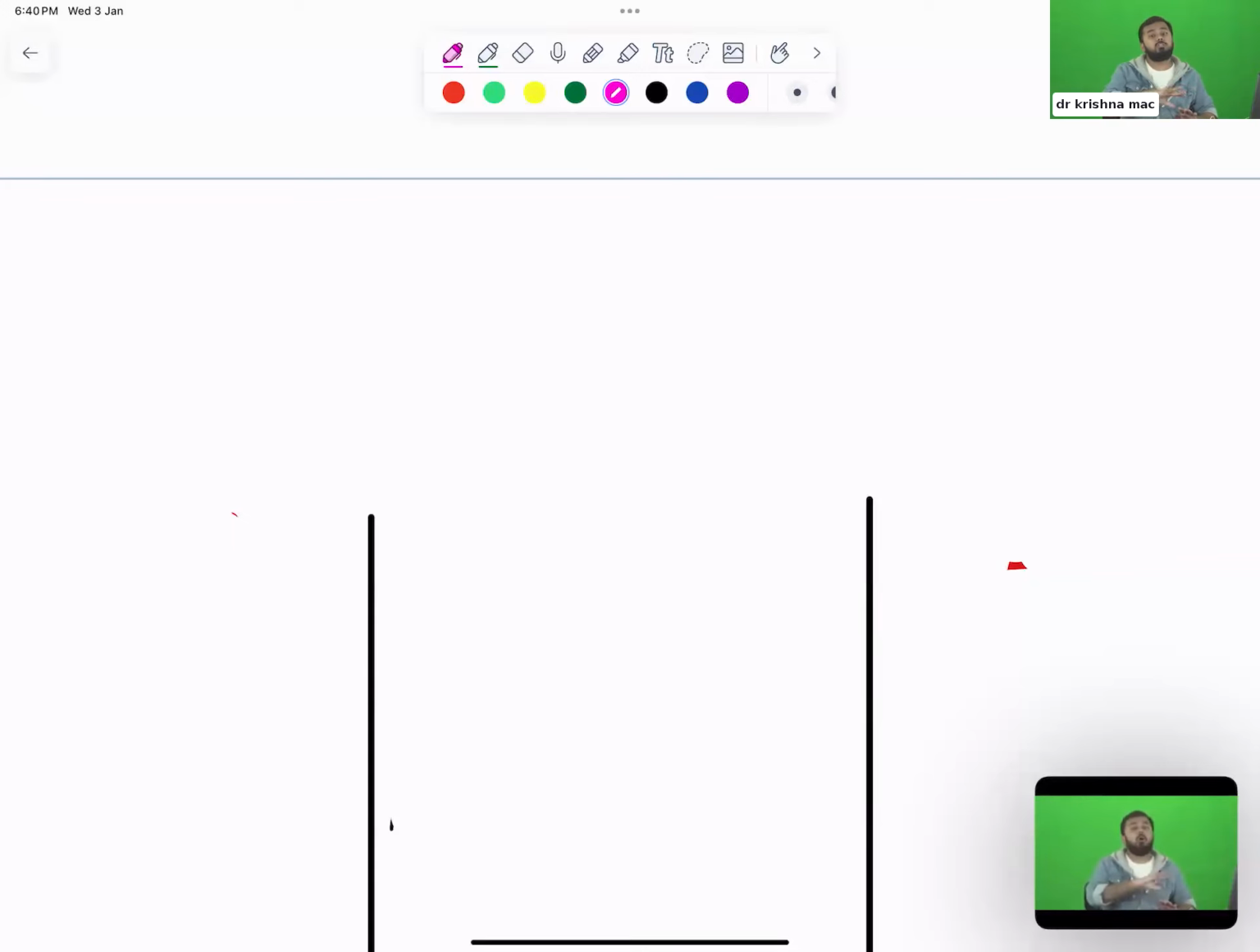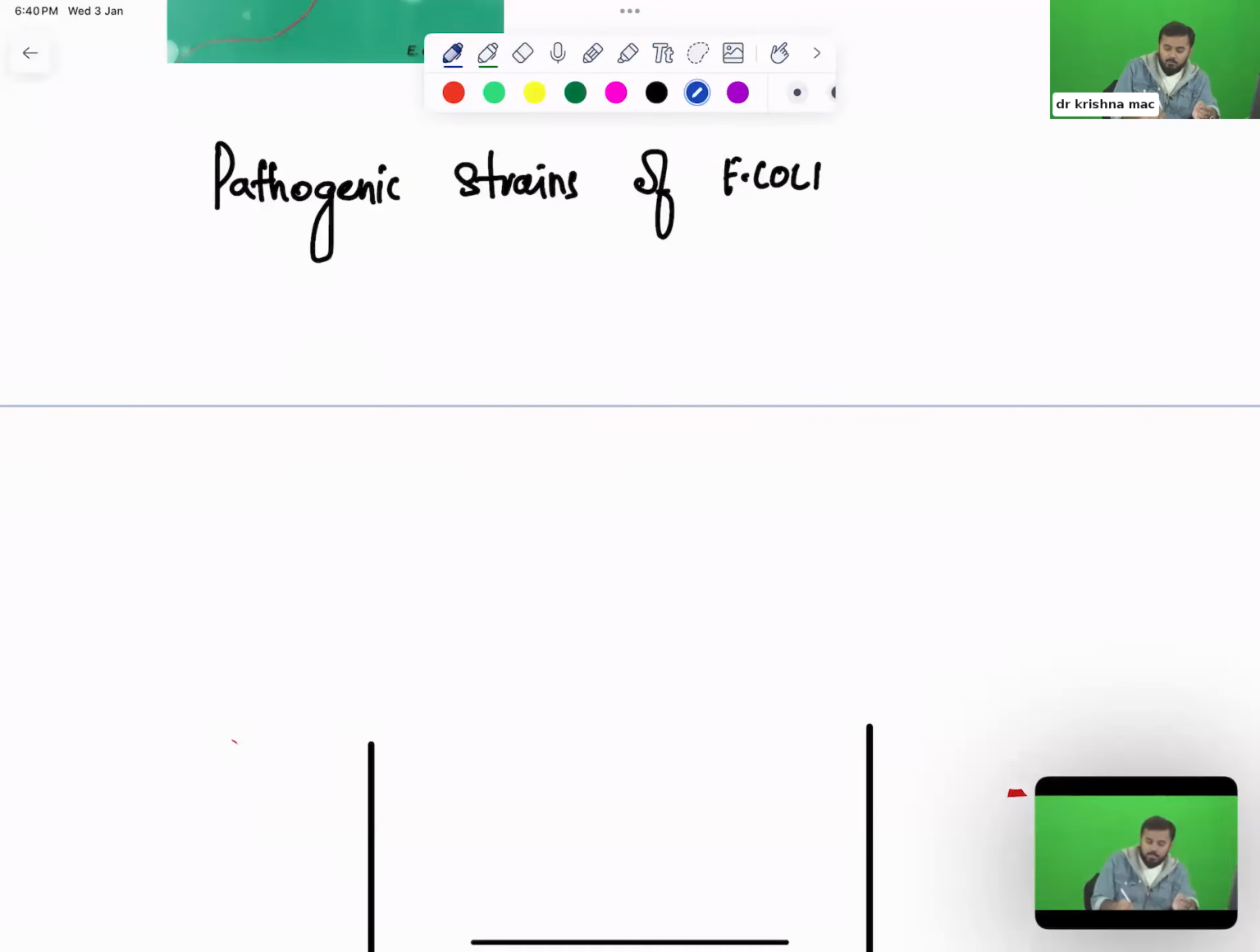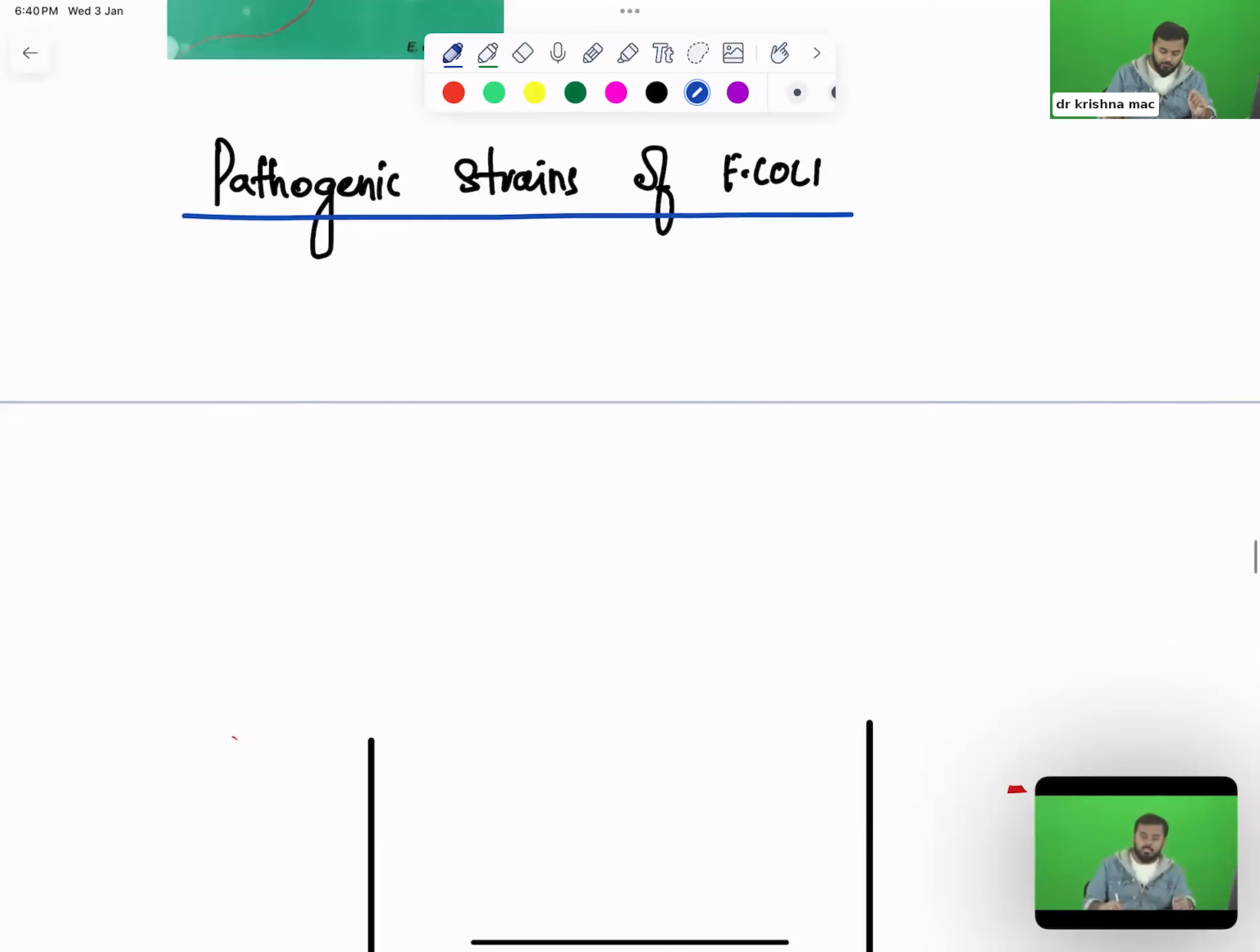But not all strains of E. coli are good. There are some strains of E. coli which are very pathogenic. So now we will mainly concentrate on these pathogenic strains of E. coli. Let us see what the pathogenic strains of E. coli are. Now coming to the pathogenic strains, just remember a mnemonic: HIT. HIT, hit.